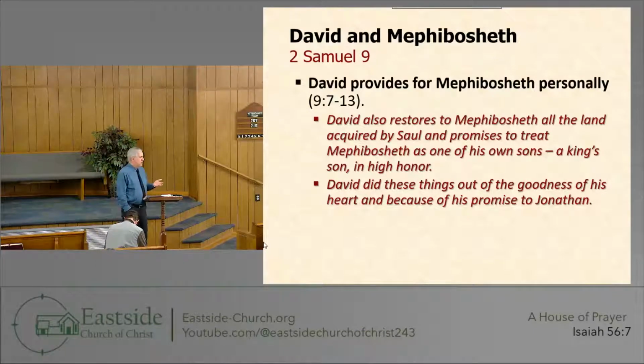But here's a man who was lame in his feet, was living kind of nowhere in somebody else's house, and didn't have any prospect in life for much of anything. And David elevates him from just nowhere to being part of his royal court. And Mephibosheth realizes, as we said, what's being done for him.